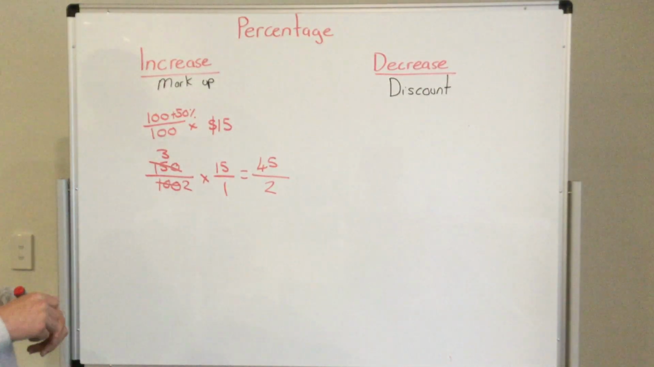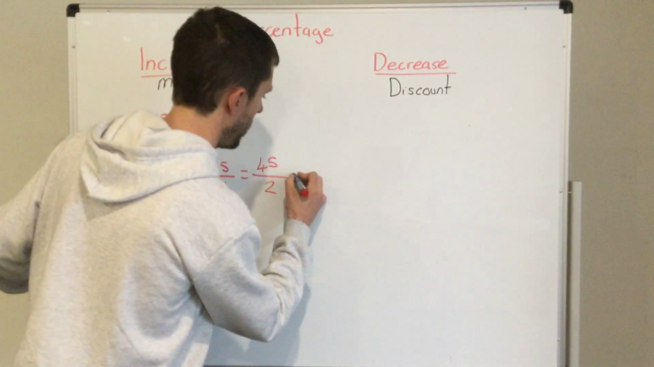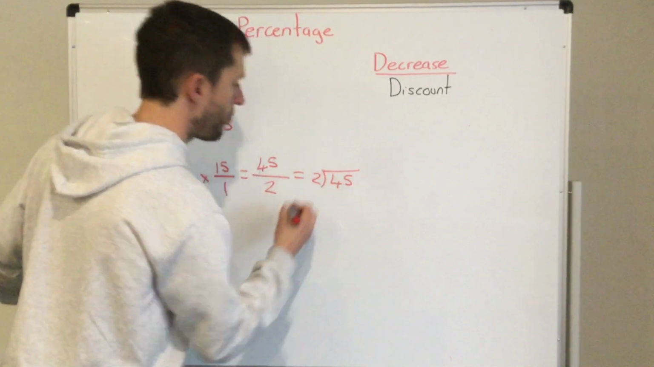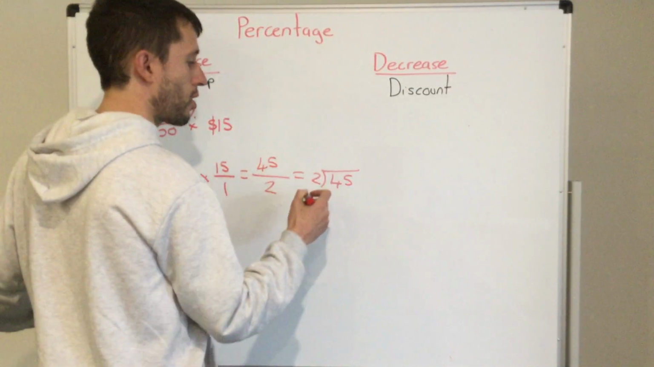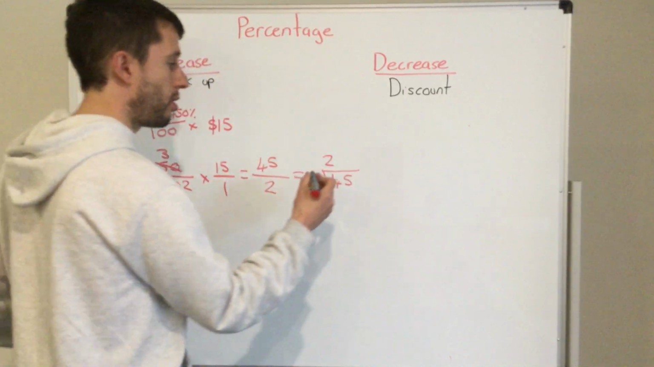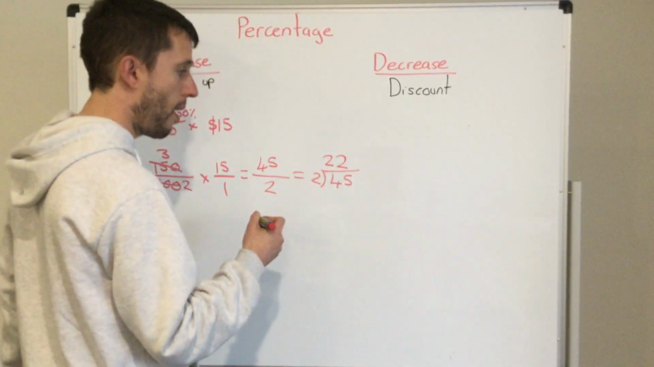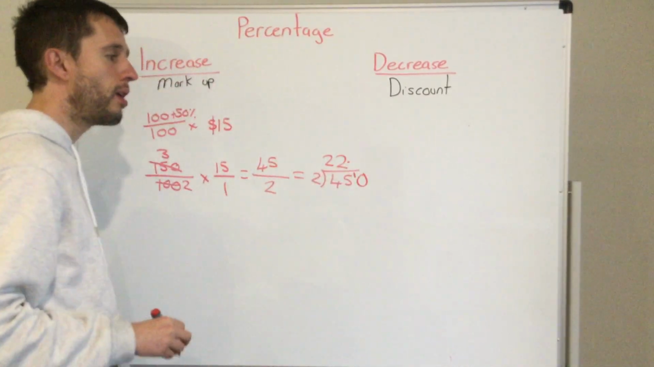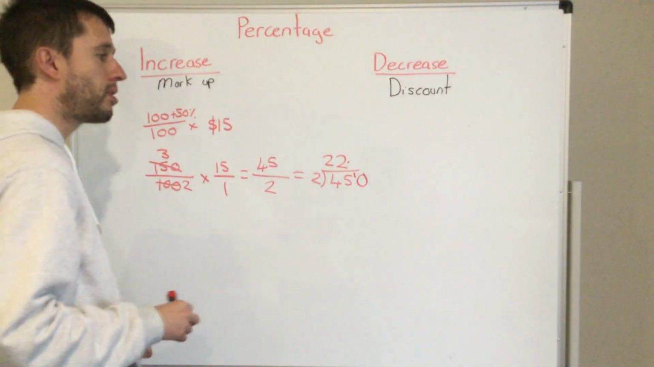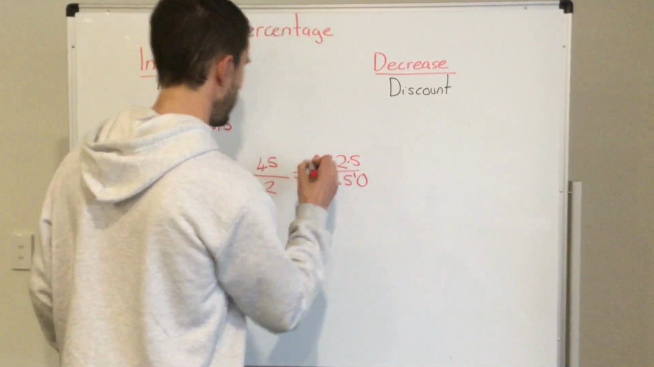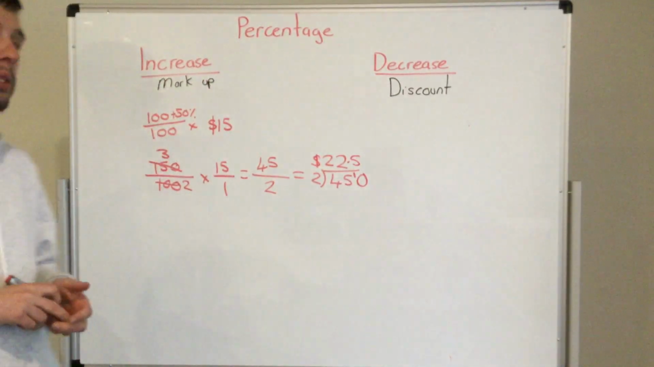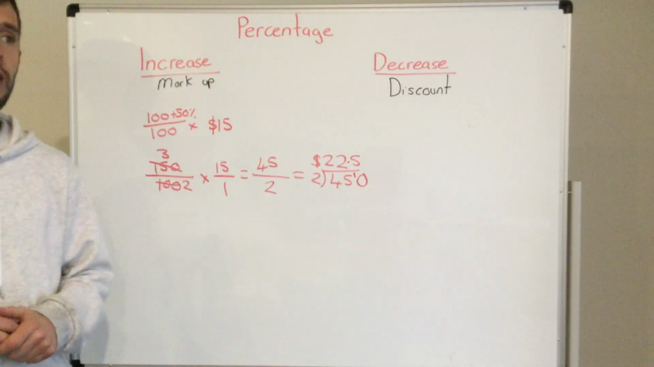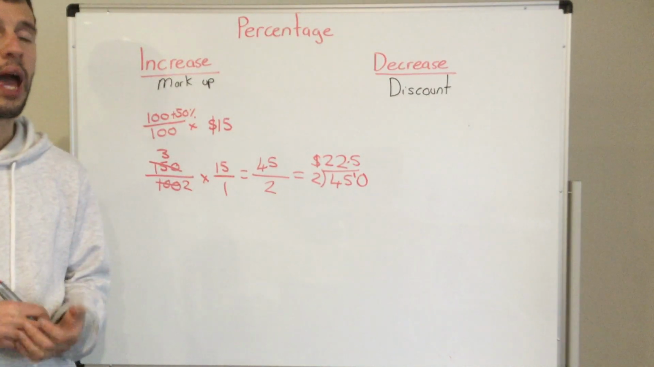45 divided by 2. If you can't do that in your head, that is okay. We can set it out like this. 4 divided by 2 equals 2. 5 divided by 2 equals 2. One remainder. So I carry the 1 and drop the 0. 10 divided by 2 equals 5. So for me to increase the price by 50%, I'm going to be charging $22.50 to my customers. And that way I make money.